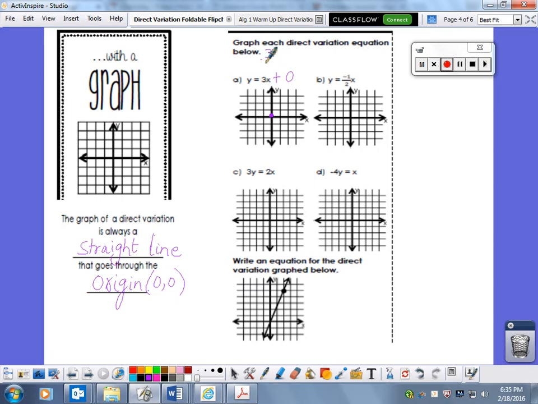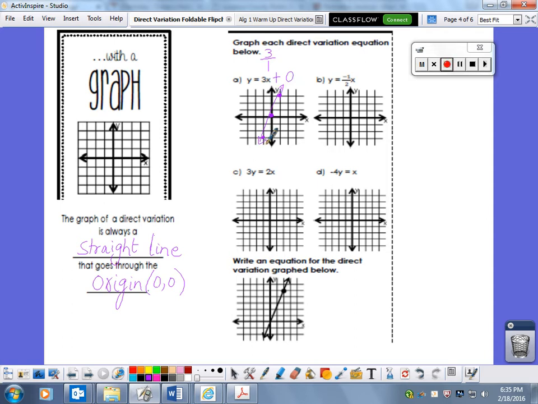If it is 3, make it a fraction, and then use those numbers to plot your points. Since it is 3 over 1, go up 3, right 1. Do the same thing again, but I don't have any more space to go up. So I'm going to go down 3 and then go to the left. And then draw your line. This is the way to graph a direct variation.